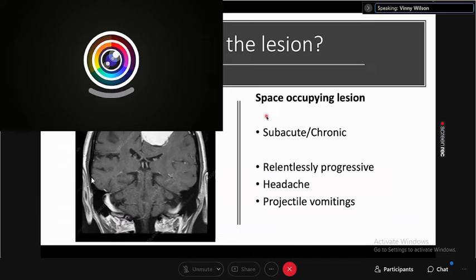So here what you can see is a parafalcine meningioma, which is a midline kind of tumor pushing the hemisphere to one side. And this is on the medial aspect of the cerebral hemisphere.